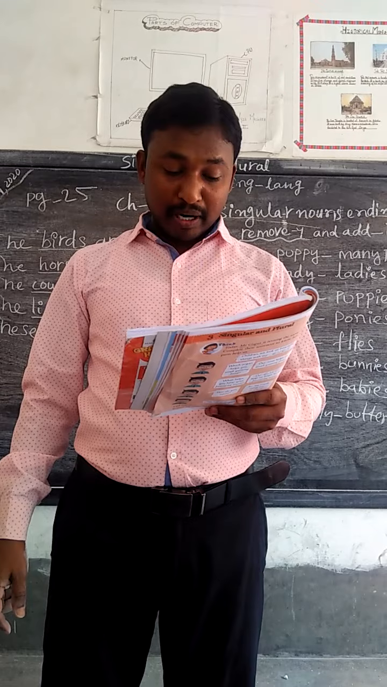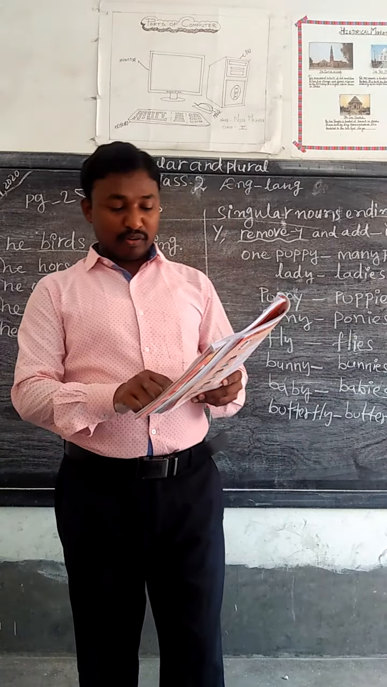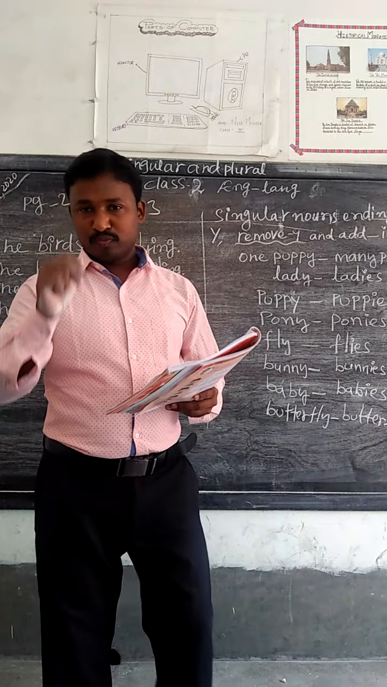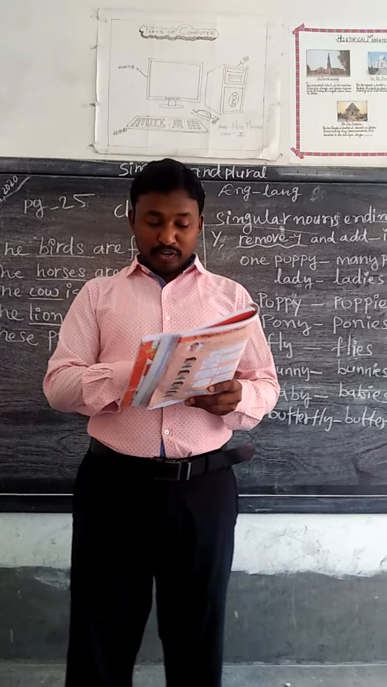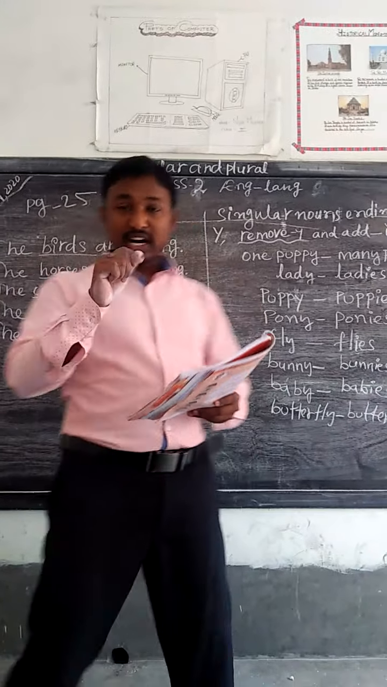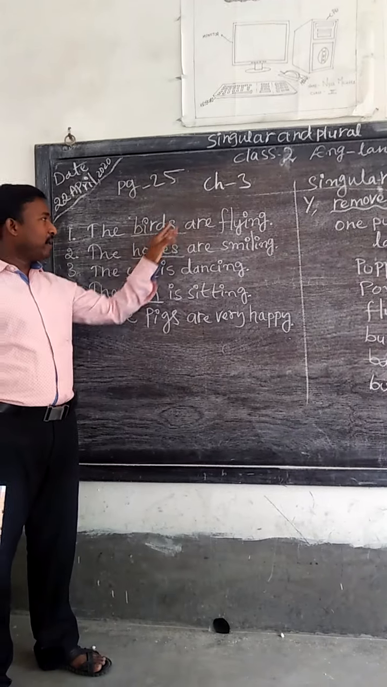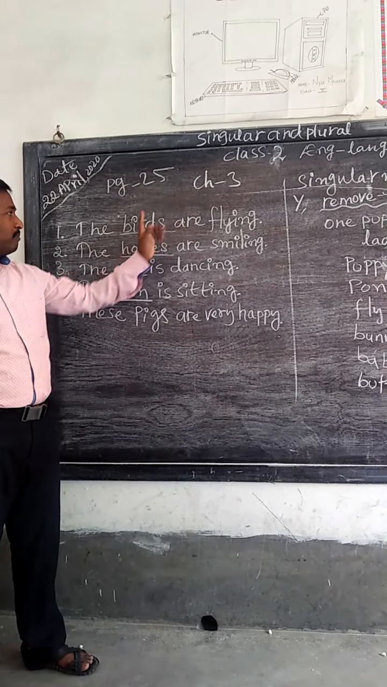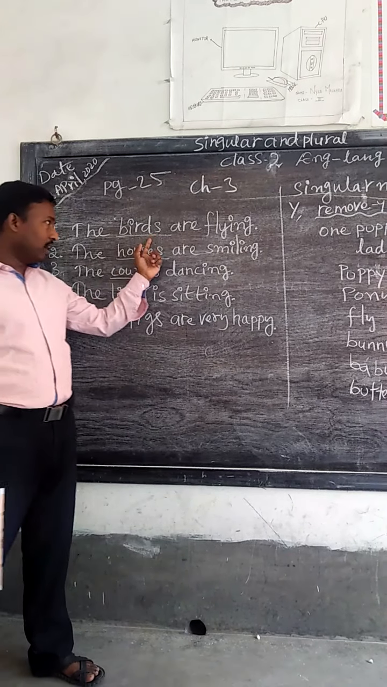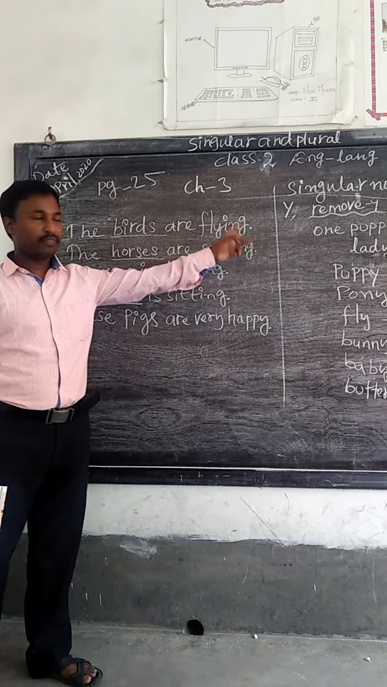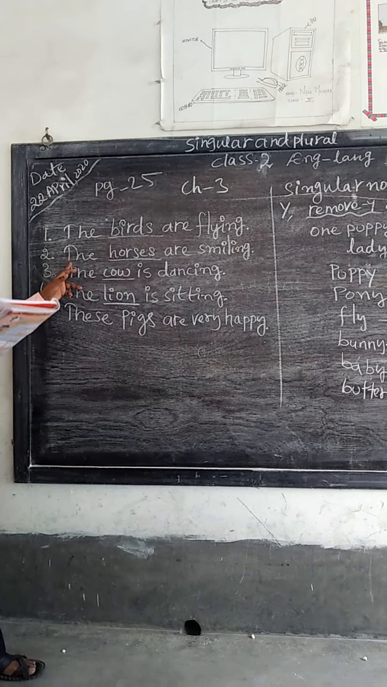The birds are flying. They have given two, so birds are two. We have to write birds there. We should not write bird. If you write bird, only one bird will come. So we must write: birds are flying. Full stop.